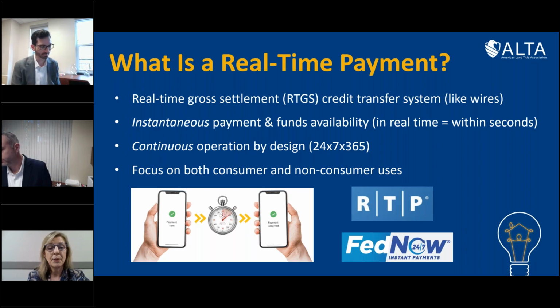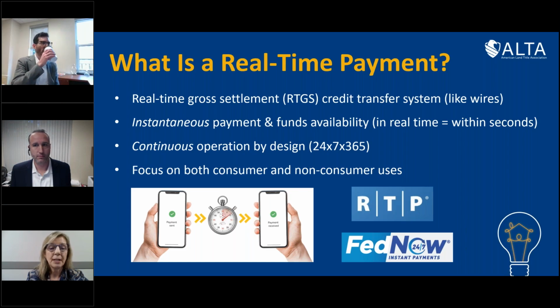Moreover, both RTP and FedNow operate continuously 24/7 every day of the year. There are no wire cutoff times or other windows in which payments must be made. In addition, these systems are intended to be used by businesses, but also for consumer or peer-to-peer payments. So imagine if we're both sitting at our favorite restaurant, one of us picks up the bill and the other wants to send a payment for half of the bill as reimbursement.